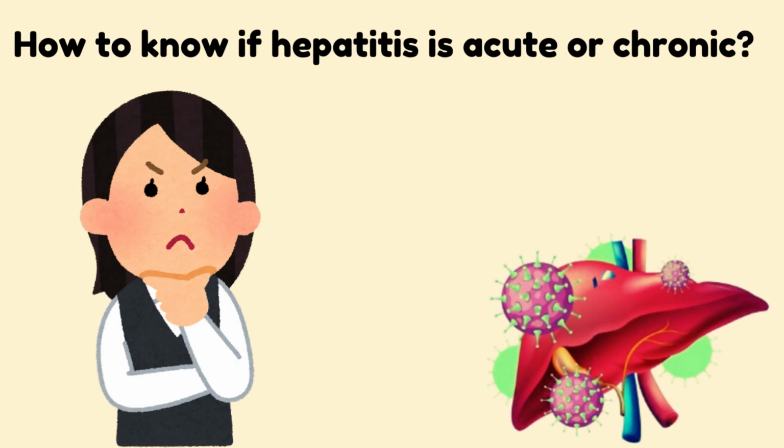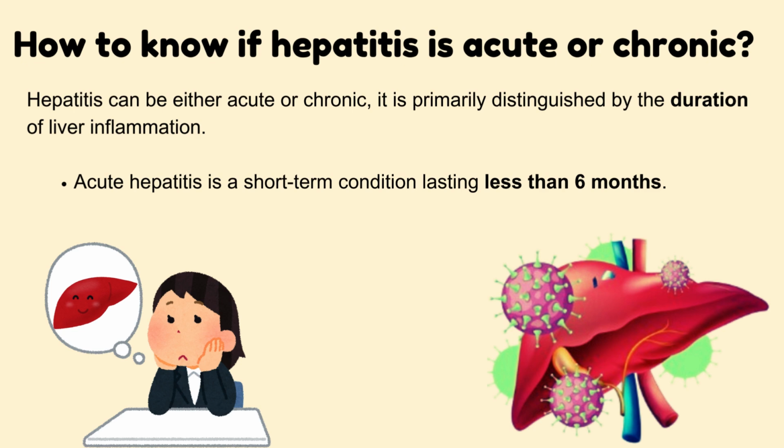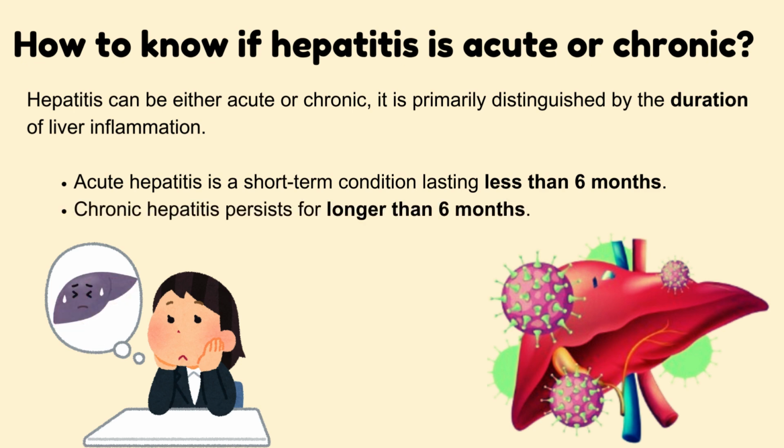How to know if hepatitis is acute or chronic? Hepatitis can be either acute or chronic. It is primarily distinguished by the duration of liver inflammation. Acute hepatitis is a short-term condition, lasting less than 6 months, while chronic hepatitis persists for longer than 6 months.